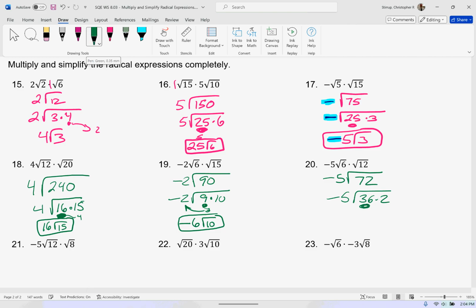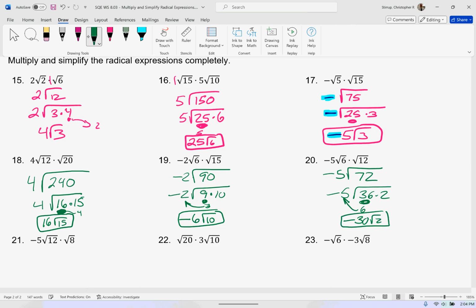Okay, square root of 36 is what? 6. What does that do with the outside negative 5? So negative 30 root 2. Agree? How are we feeling?